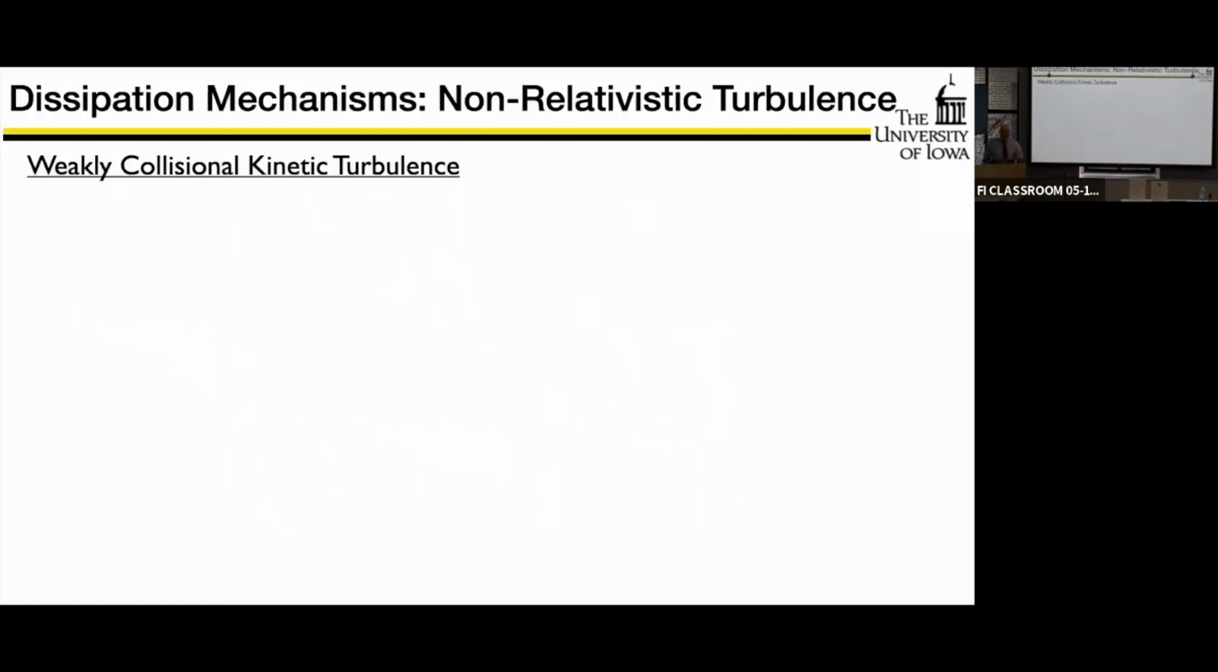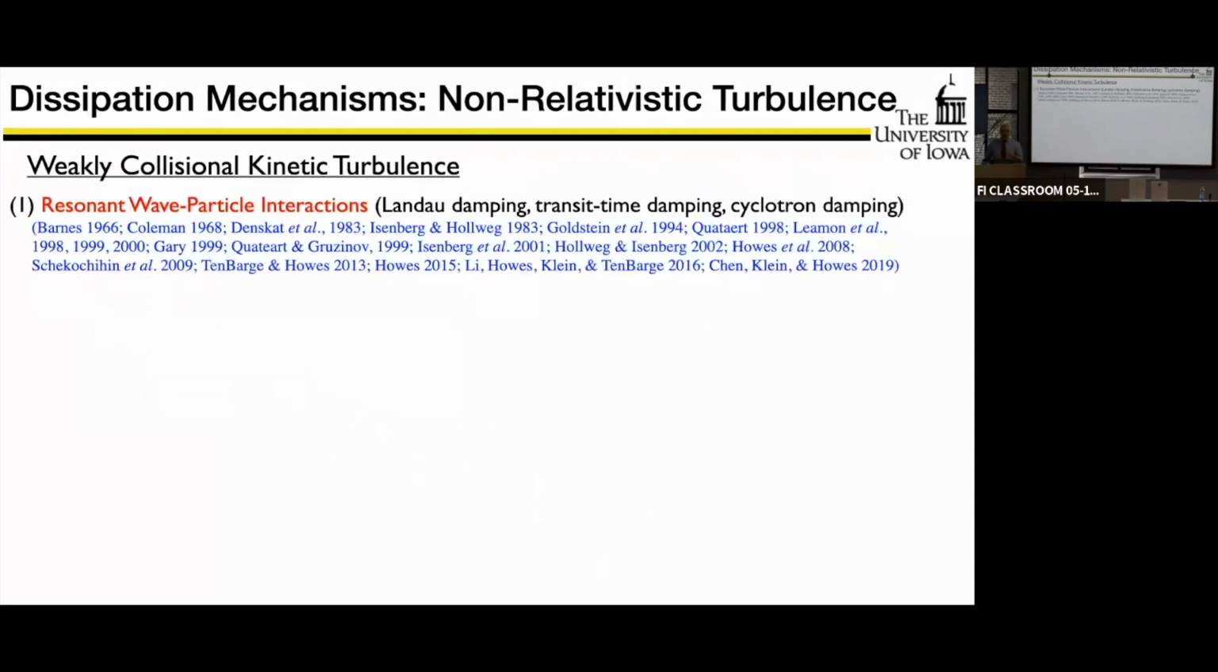So what are the dissipation mechanisms? I haven't talked about that yet. What are the proposed dissipation mechanisms? I'm going to focus first on the non-relativistic case for turbulence, but we are focusing on weakly collisional turbulence. So the first class of mechanisms are resonant wave particle interactions, things like Landau damping, which is essentially particles that are surfing on the parallel component of the electric field, that the waves have some electric field associated with them, and particles can just gain energy, just like surfing on a wave. And then there's something called transit time damping, which is the magnetic analog of Landau damping.